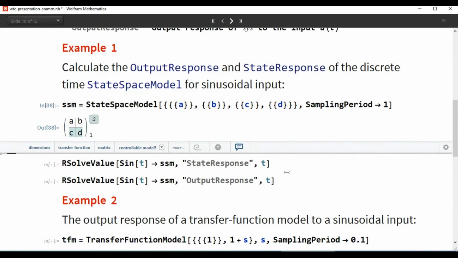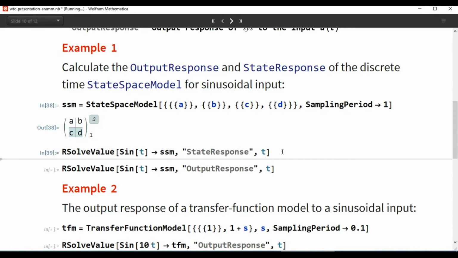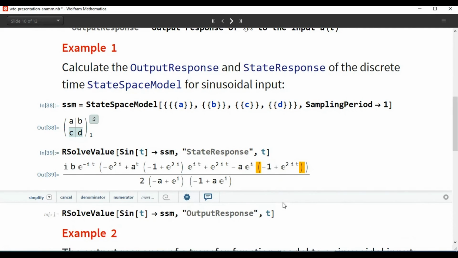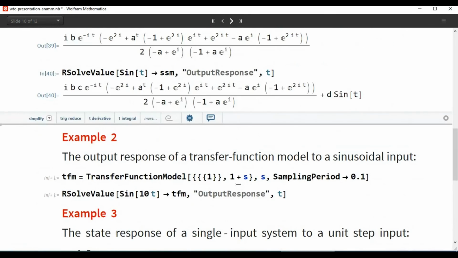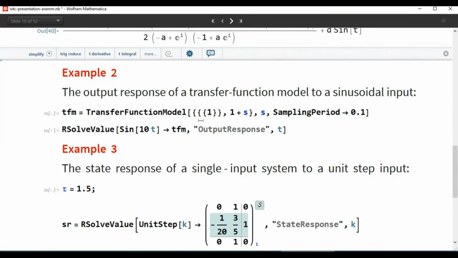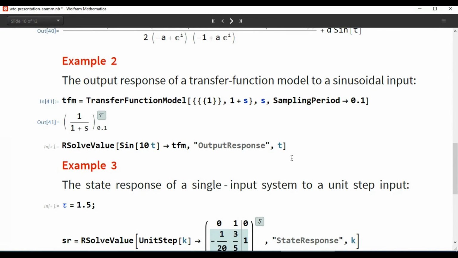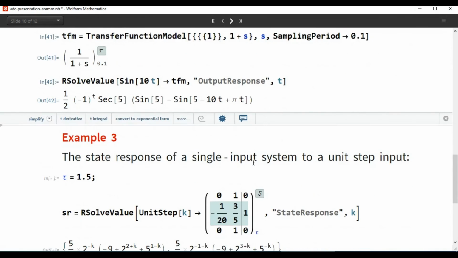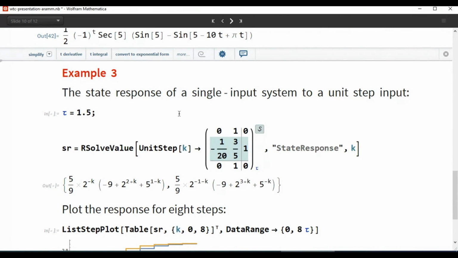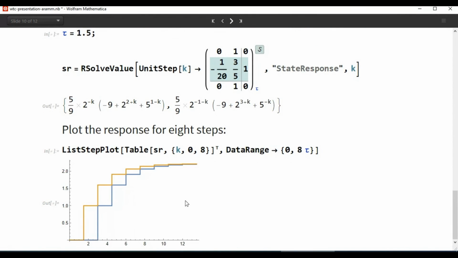And with this command, we can calculate the state response from the discrete time model. And the next command will return the output response. And the next example is for a transfer function model. Again, we have a discrete time transfer function model, and we can get its response using this RSolveValue command. And here is another example. Let's try to calculate the state response of a single input system to a unit step input. So here our input function is a unit step, and we want to get the state response. And here is the response, and here is the plot.